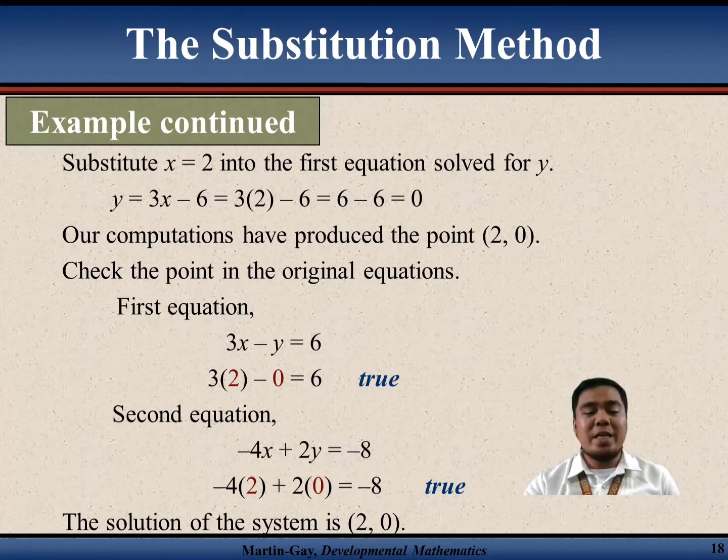That is true. For the second equation, that is negative 4x plus 2y is equal to negative 8. So I will substitute again the values of the ordered pair. That is negative 4 times 2 plus 2 times 0. Negative 4 times 2 is negative 8. So negative 8 is equal to negative 8. And that is true. So I can make a conclusion that (2, 0) is a solution to the system of linear equations.